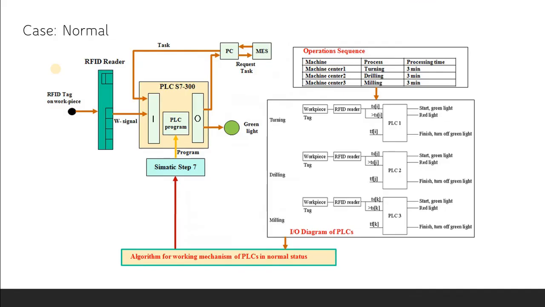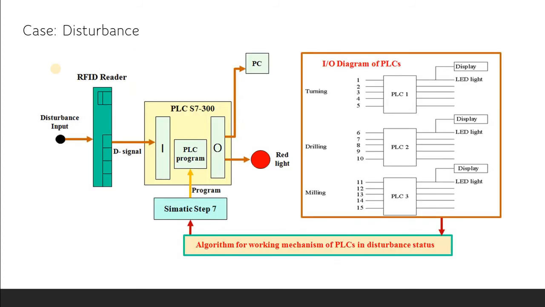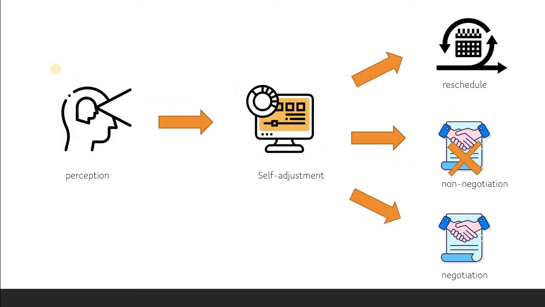Okay. So if we take a look at the normal case here, when there is no disturbances, the operation sequence is turning, then drilling, then finally milling, which takes 3 minutes for each operation. So once there is a disturbance, the algorithm is updated with a new working mechanism which will be determined by the cognitive agents. So the cognitive agents will make decisions according to disturbance type and recovery method. Using perception of which disturbances happens, the cognitive agent will adjust the current working algorithm based on 3 recovery methods, which is non-negotiation, negotiation, and rescheduling.